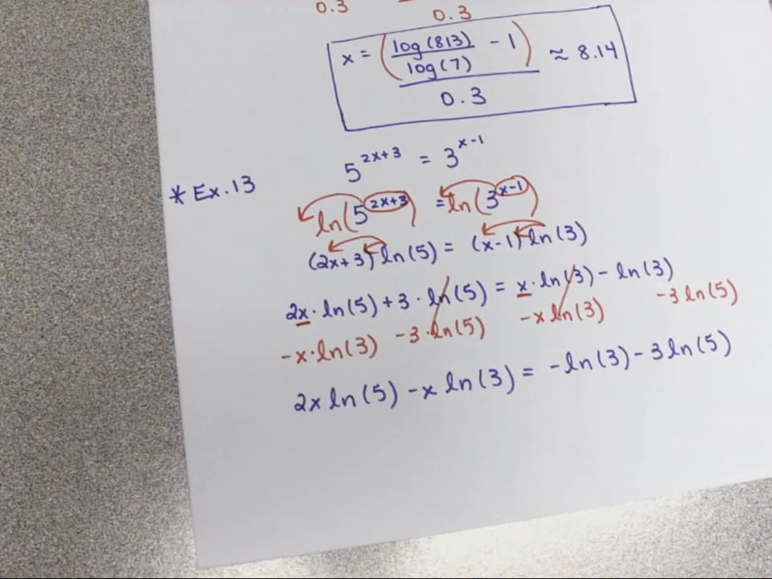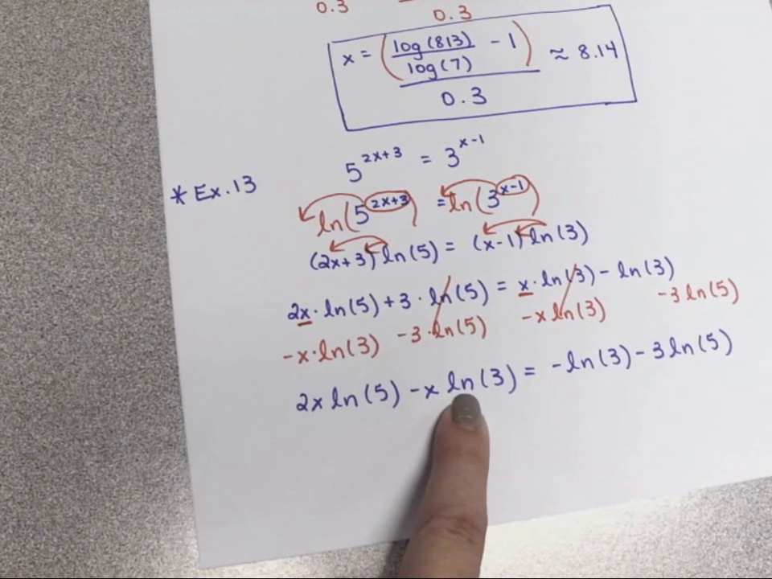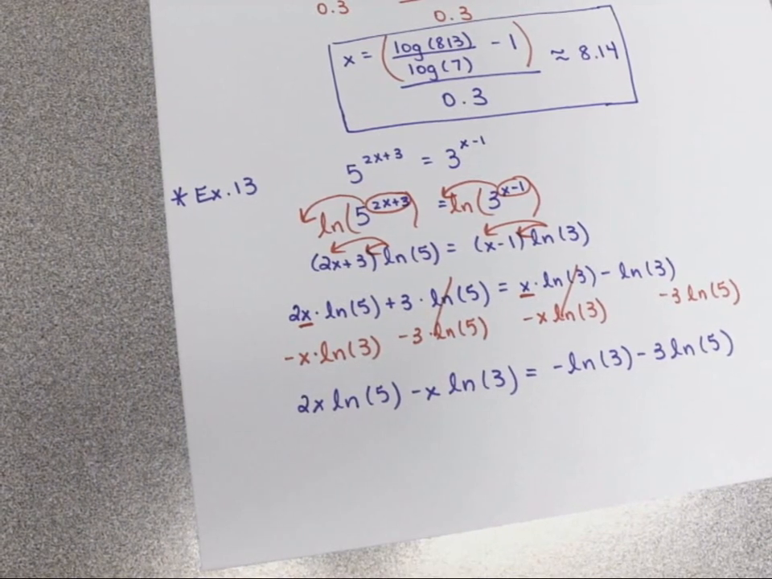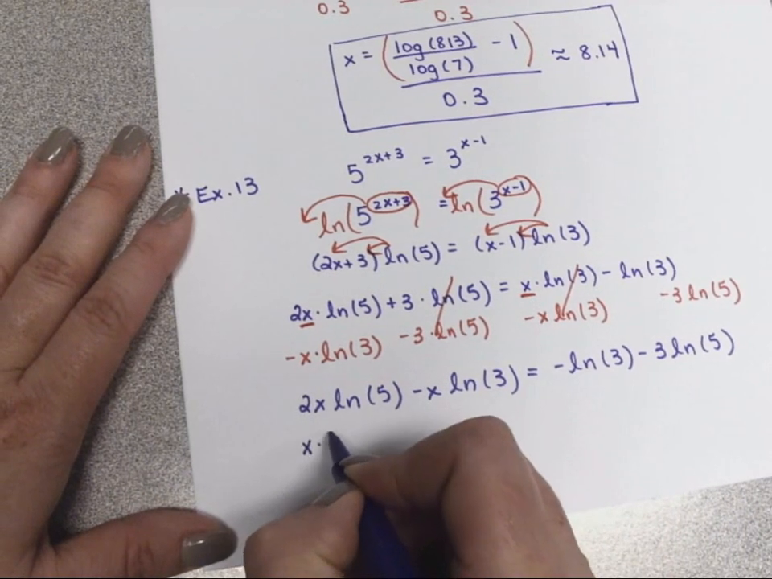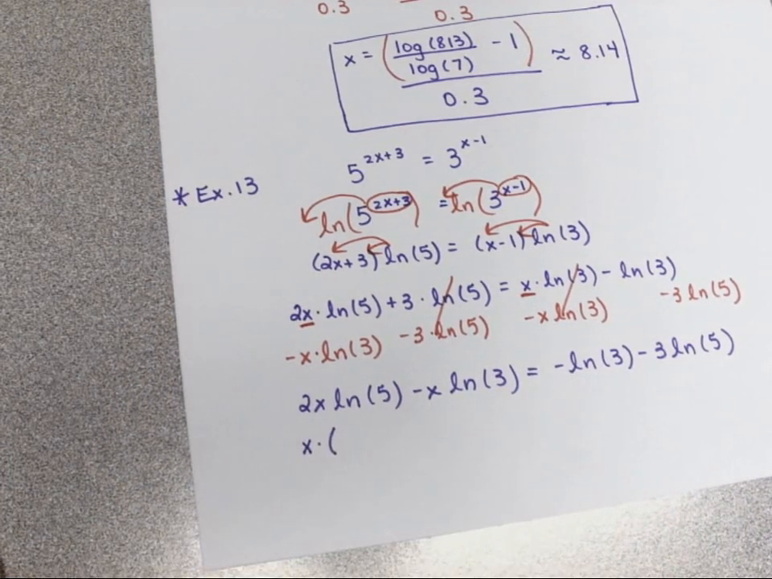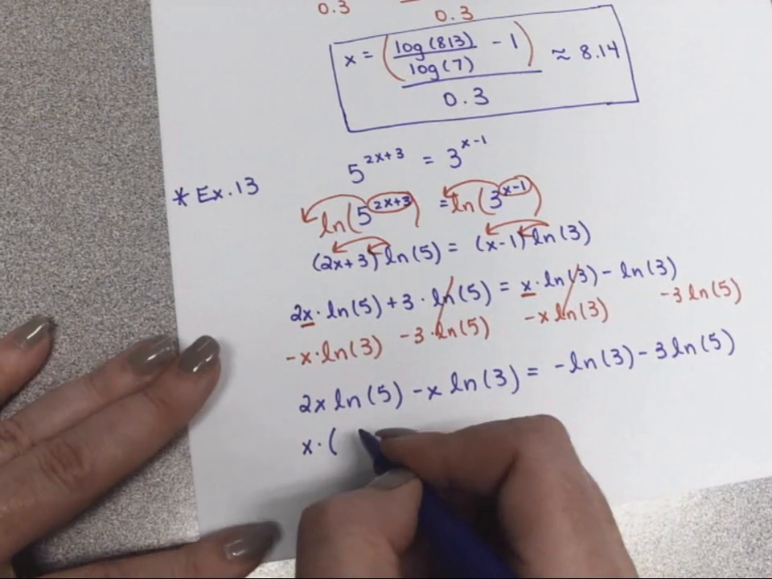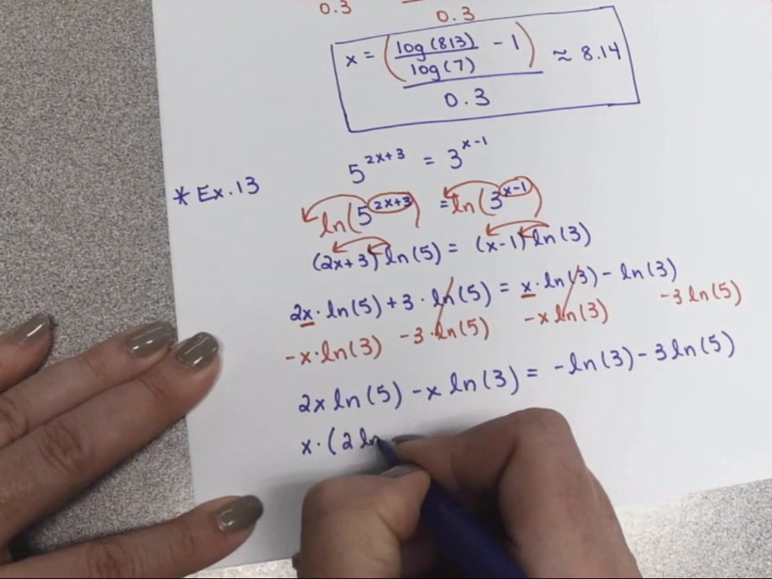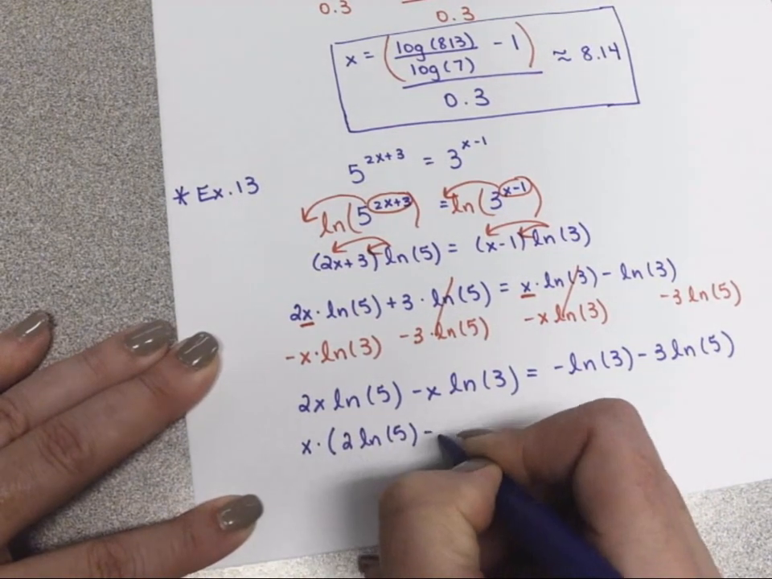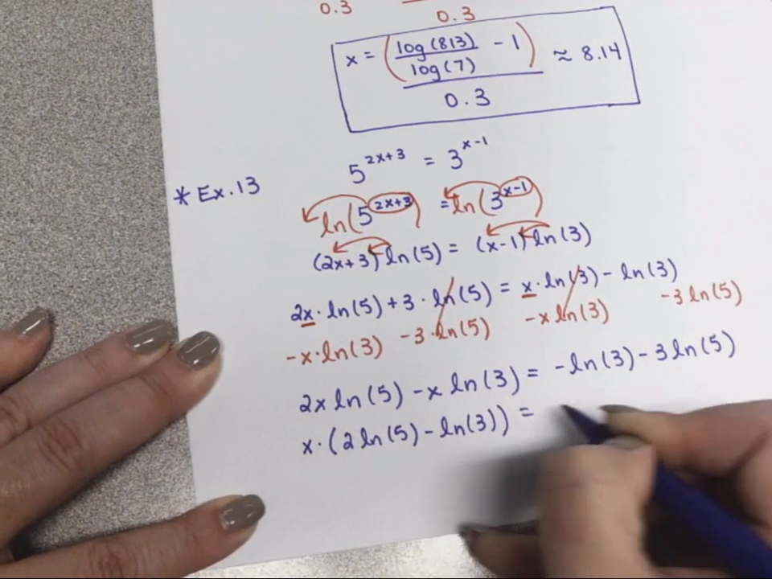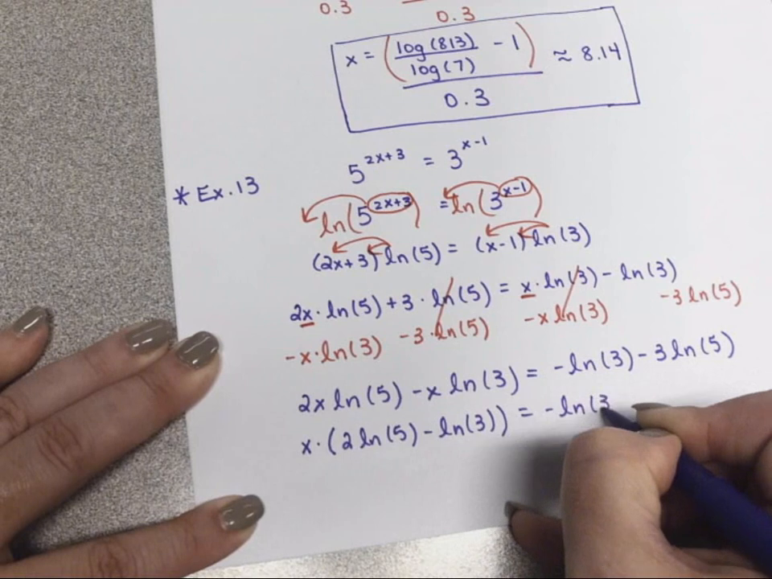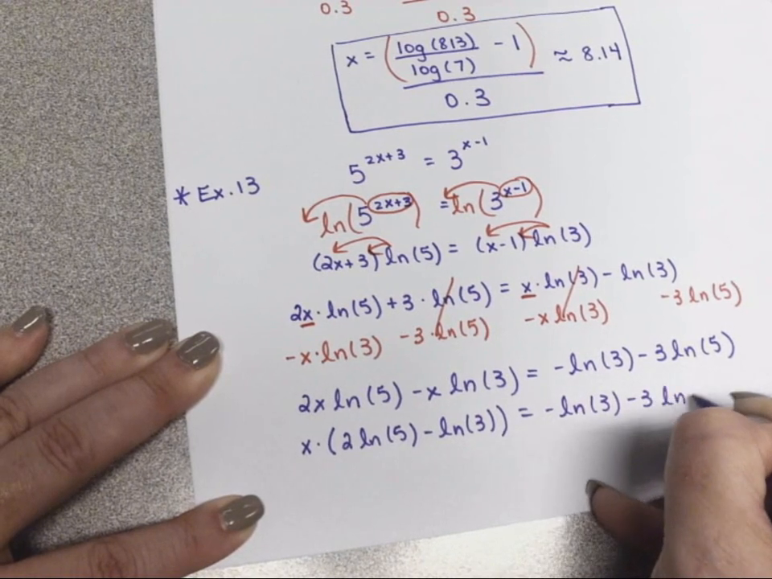So now what you can do is notice that these are not like terms. I can't combine them or anything like that, but I do have an x in each of them, so I'm going to go ahead and factor out an x. And if I do, notice I'll get 2 ln of 5 on the first term and ln of 3 on the second term. The right side's not really changing, so I'll just leave that alone.